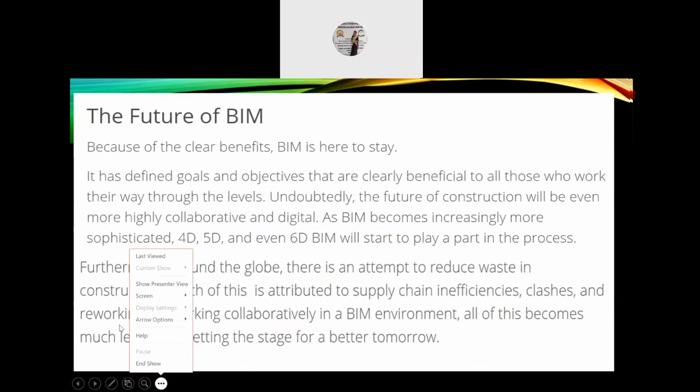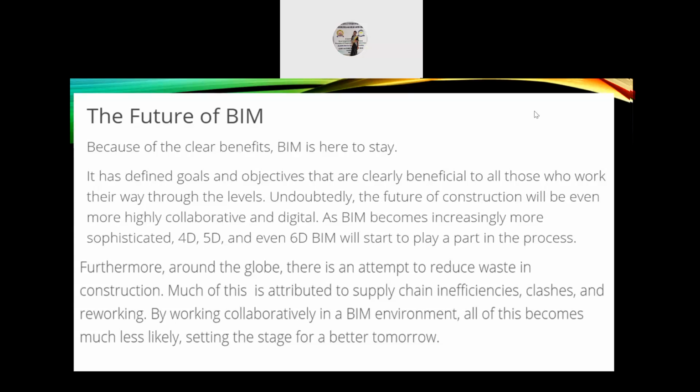The future of BIM. Because of the clear benefits, BIM is definitely here to stay, and it has defined goals and objectives that are clearly beneficial to all those who work their way through the levels. So undoubtedly the future of construction will be even more highly collaborative and digital. As BIM becomes increasingly more sophisticated, 4D, 5D and even 6D BIM will start to play a part in the process.